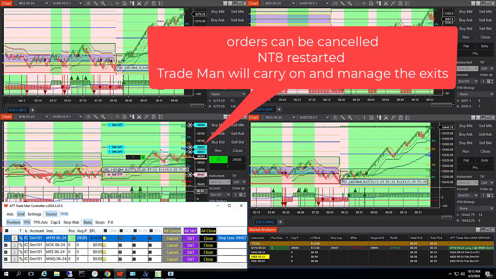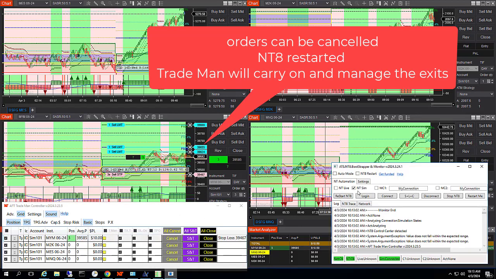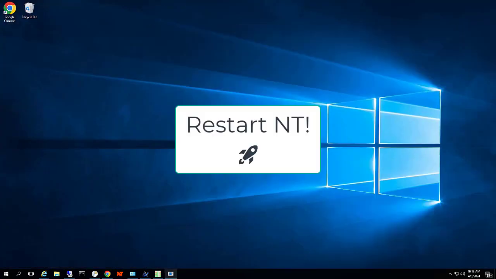An adaptive fault-tolerant trade manager engine allows the system to continue after disconnects or restarts. In this demonstration, orders are cancelled, NinjaTrader is terminated and restarted.